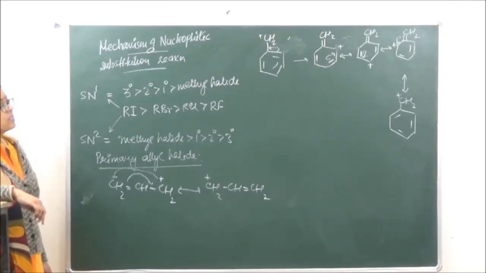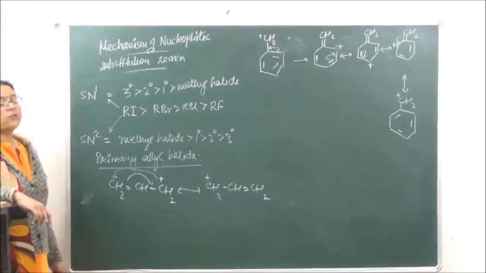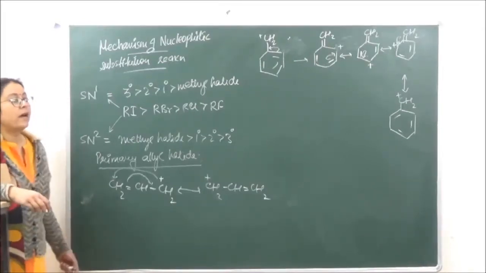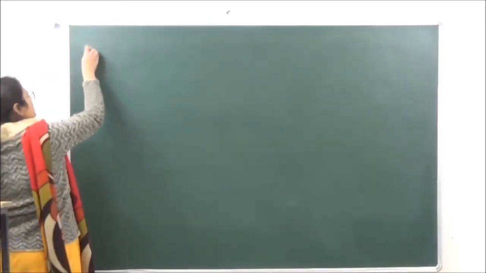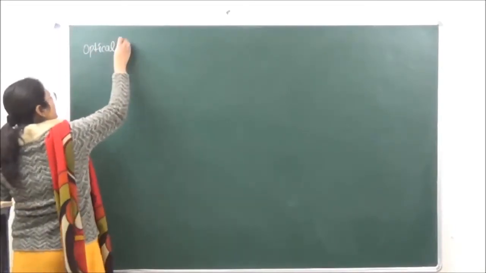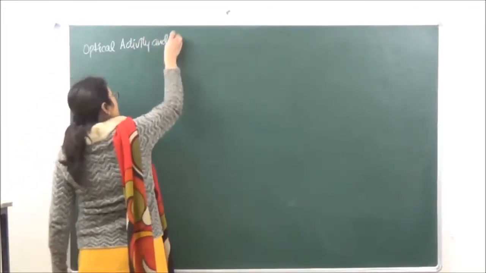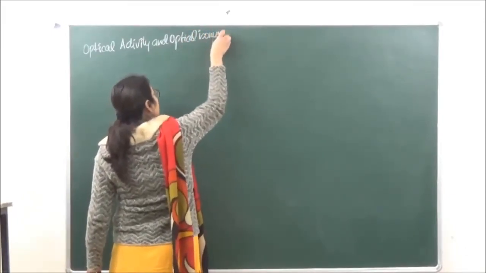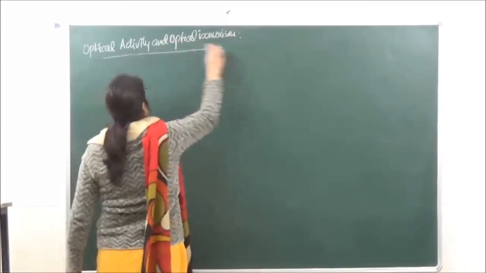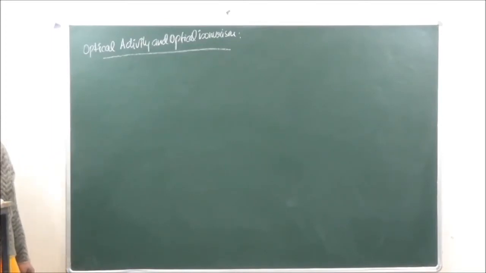Okay? So this is your SN1 and SN2 mechanism, hydride shift and the methyl shift. The next topic which we are going to do, that is optical activity and optical isomerism. Let's understand these terms now. So we have over here optical activity and optical isomerism. Now when we are doing optical activity and optical isomerism, let's understand first the following terms.